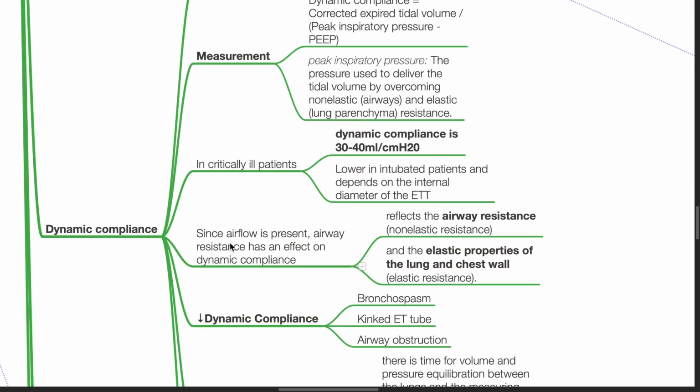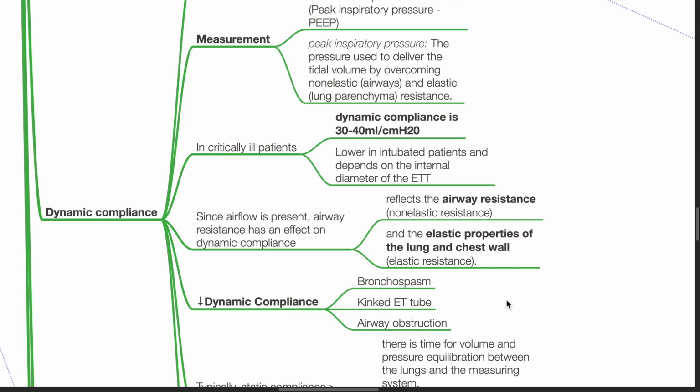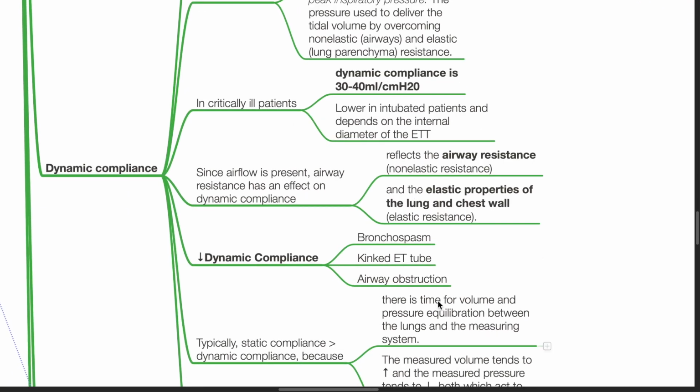Since airflow is present, airway resistance has an effect on dynamic compliance and reflects the airway resistance and the elastic properties of the lung and the chest wall, elastic resistance and non-elastic resistance. Dynamic compliance is decreased in situations such as bronchospasm, kinked ET tube, and airway obstruction.